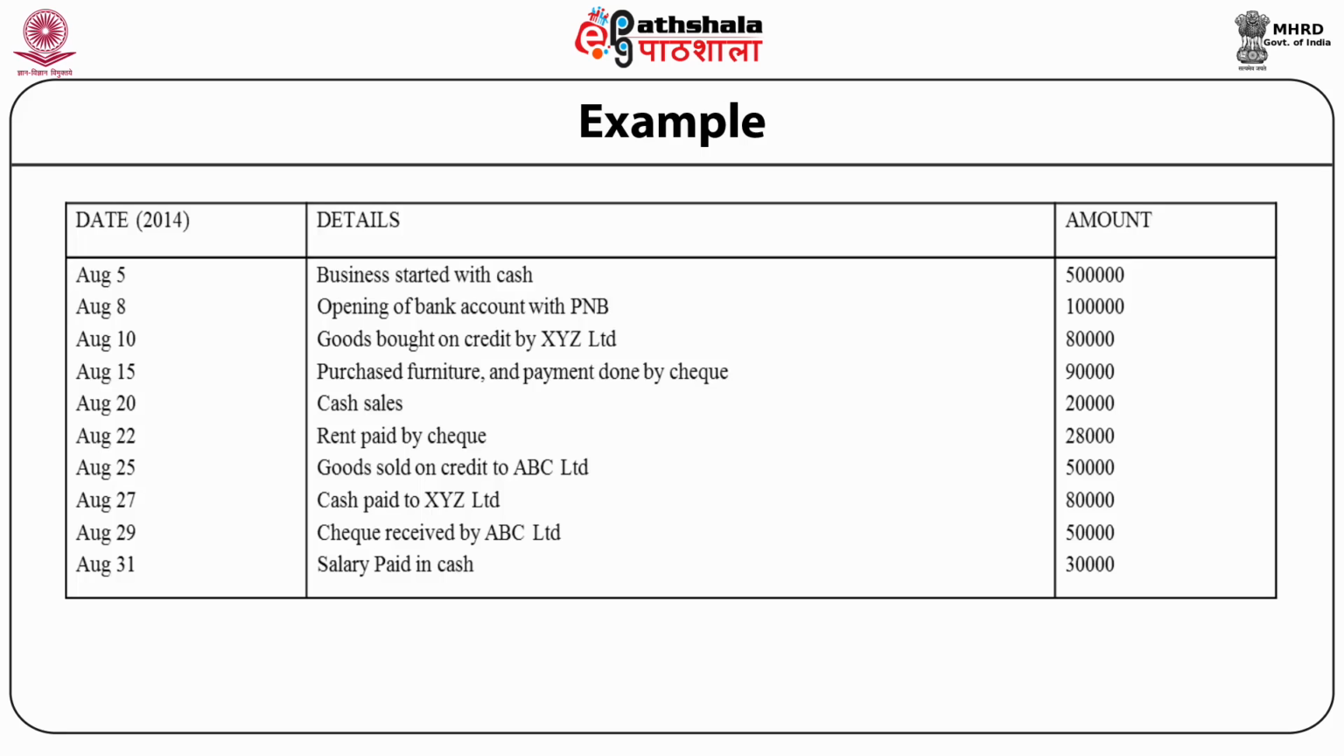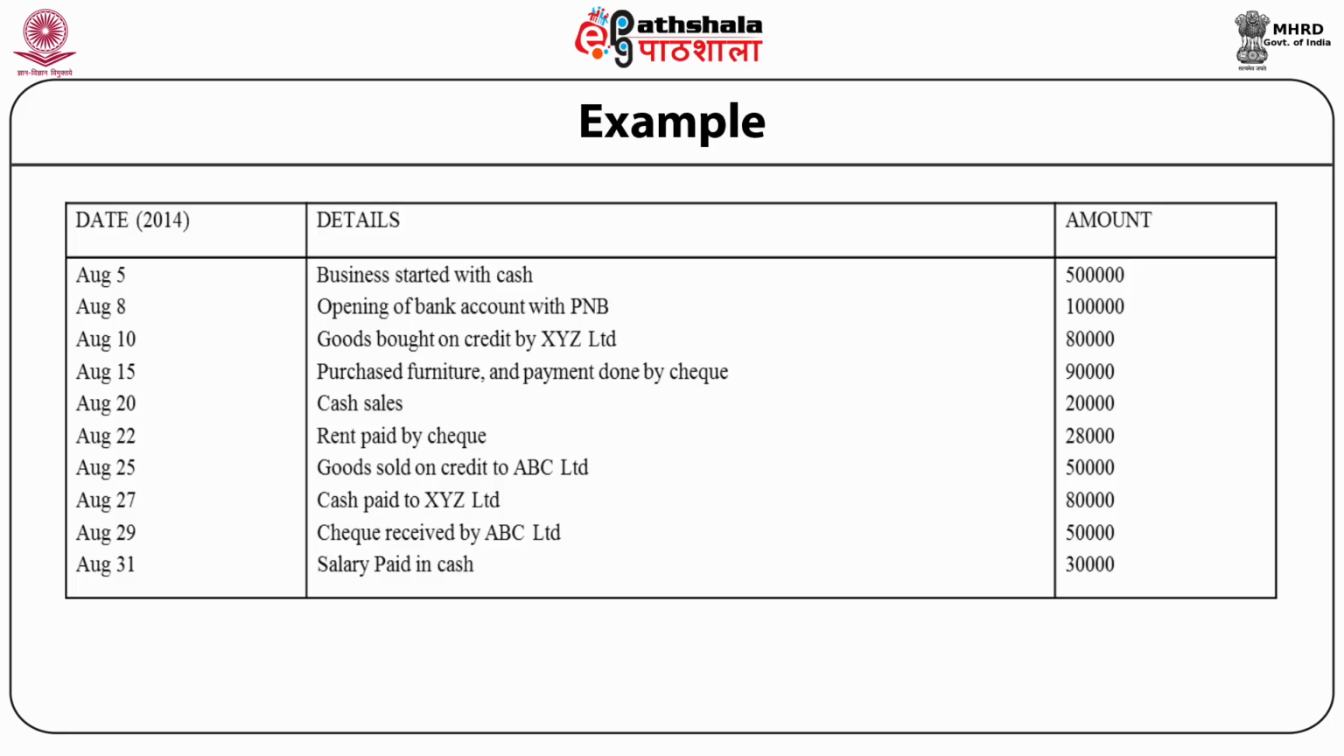Now August 27, debit side, cash, rupees 80,000. Next, office furniture account, debit side, bank, rupees 90,000. Now next, rent account, debit side, August 22, bank, rupees 28,000. Next account, ABC Limited, debit side, date, August 28, sales, rupees 50,000. Credit side, August 29, bank, rupees 50,000.